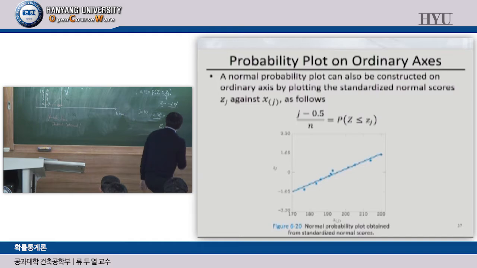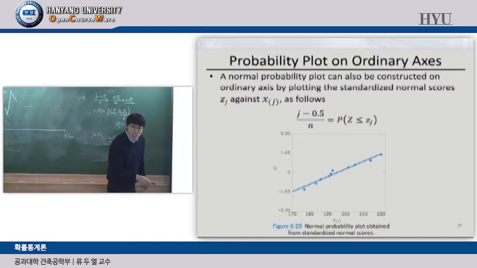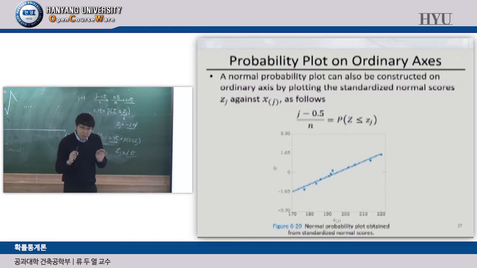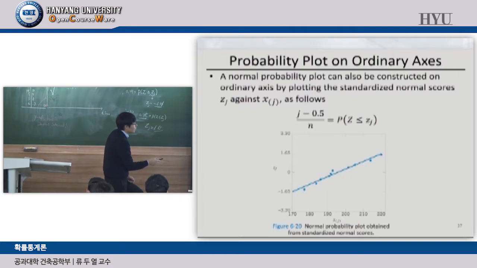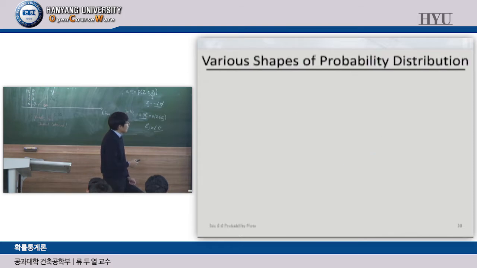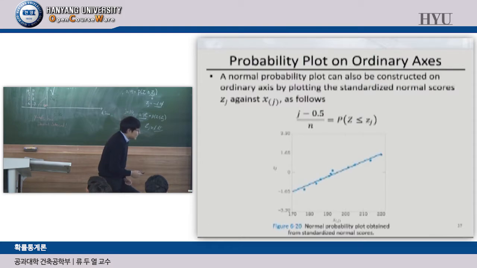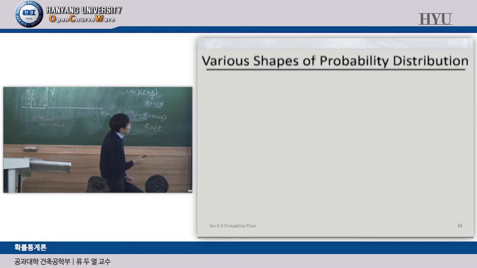Okay? So, from this equation, we can change the cumulative frequency to this standardized normal score Zj for the case of the normal probability plot. Okay? So, if the data points follow the normal distribution, we can simply change this cumulative frequency to this standardized normal score. And based on this, we can determine the shapes of the probability distribution.